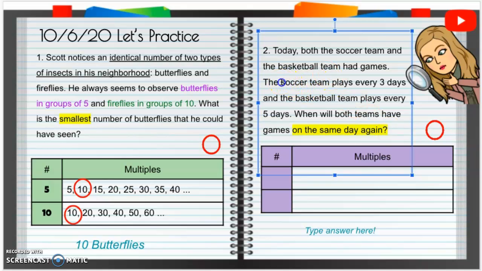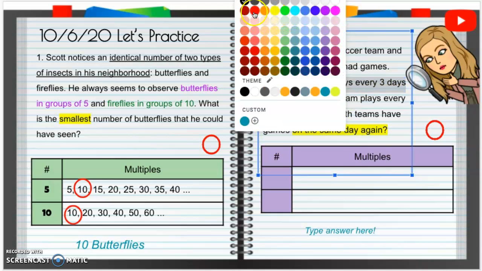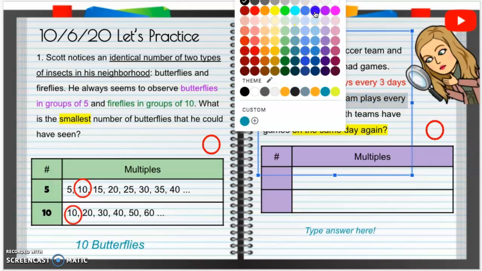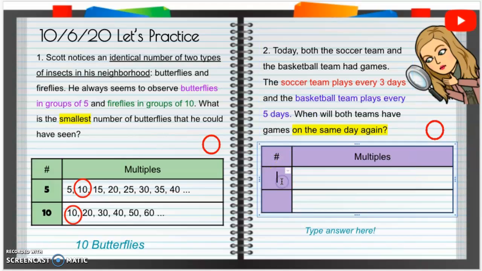Now, soccer team plays every 3 days. I'm going to put that in, let's do it in red. And the basketball team plays every 5 days. I'll put that in blue. So we're going to find least common multiple of 3 and 5. So let's see. All right, so multiples of 3, we have 3, and then 6, 9, 12, 15, 18, 21, 24, 27, 30, and so on.